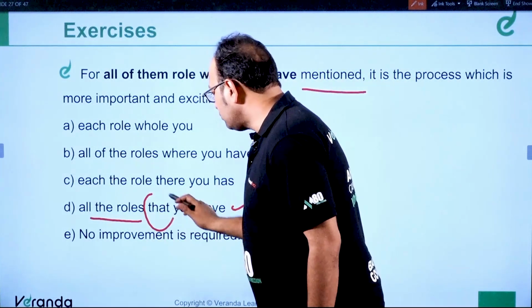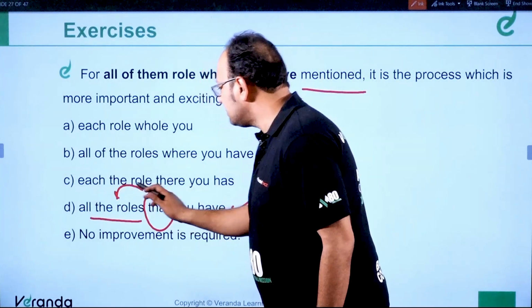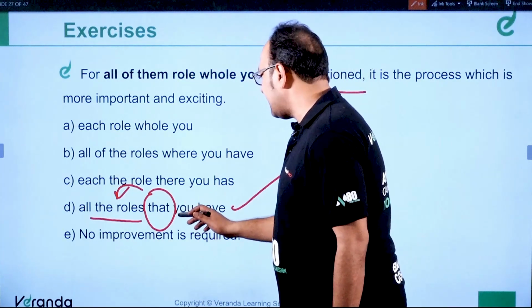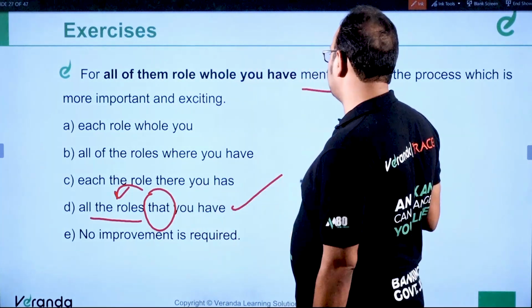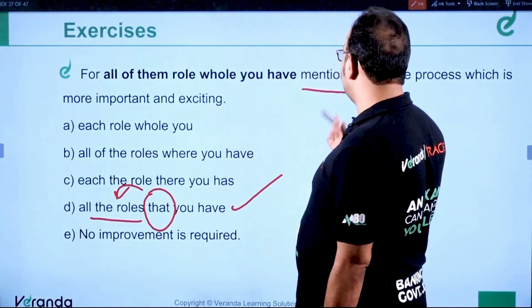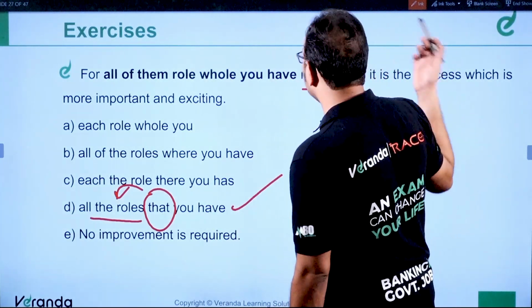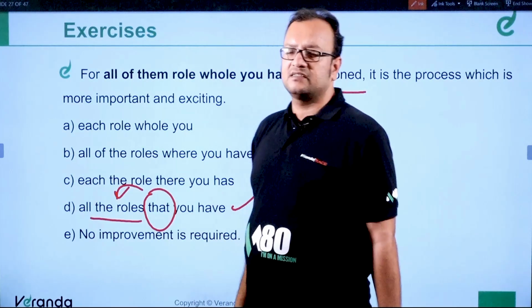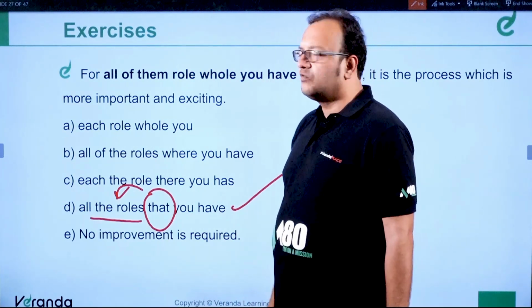That is the relative pronoun. Before it, the rules have come, the antecedent, and then it describes you have mentioned. So for all the rules that you have mentioned, it is the process which is more important and exciting. This is the correct answer. Clear? Moving ahead.